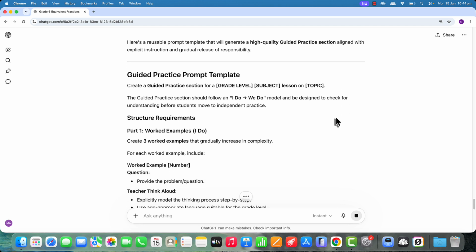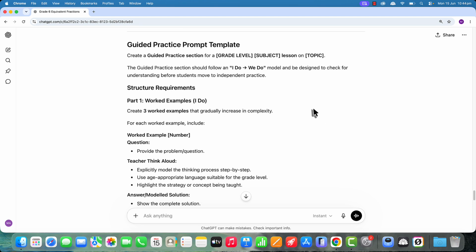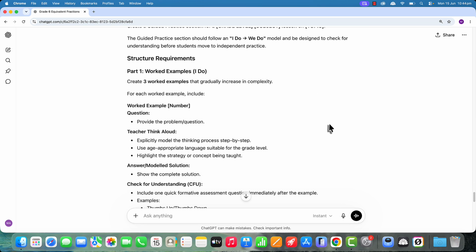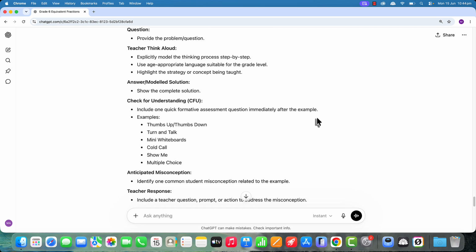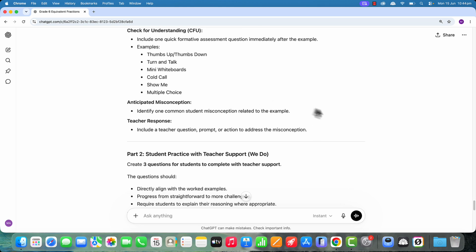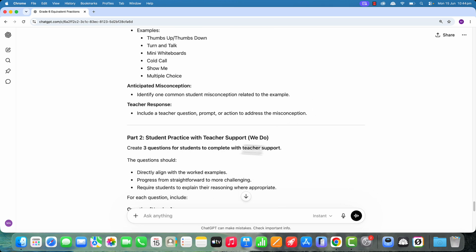So we can see now we've got a guided practice prompt template, and it's in the structure that we asked for. We have 3 worked examples. We have check for understanding, we have misconceptions, and we have practice with teacher support. Now we have a reusable prompt that we can use again and again. Simply change the topic, year level, or subject. I'll put the prompt in the description below, and you can use it anytime.